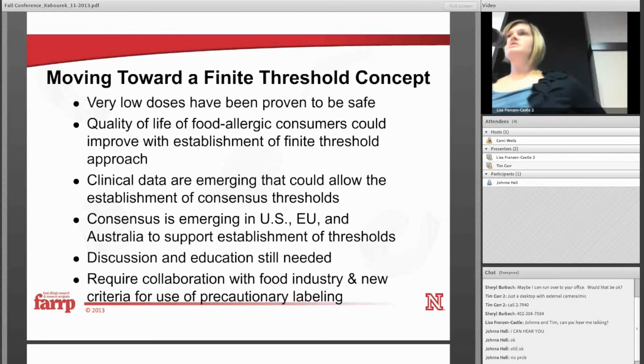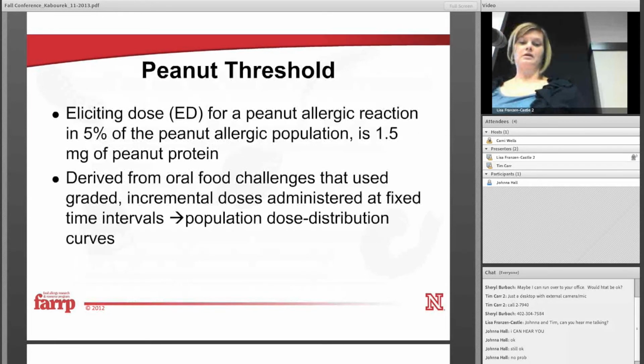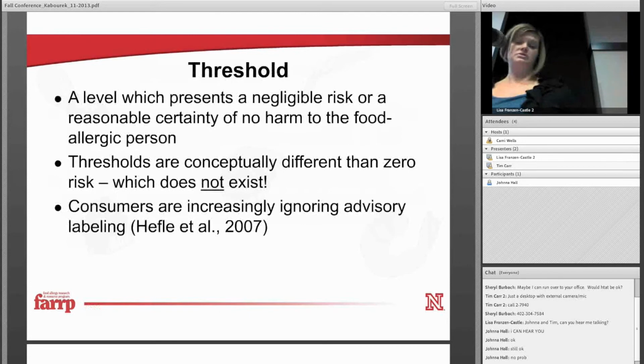Australia also is doing some stuff on thresholds. And obviously, we have to collaborate with the food industry and the FDA, and then we also have to get a strict criteria on what precautionary labeling should be. So this will be many, many years down the road, but we're working. We're getting close.